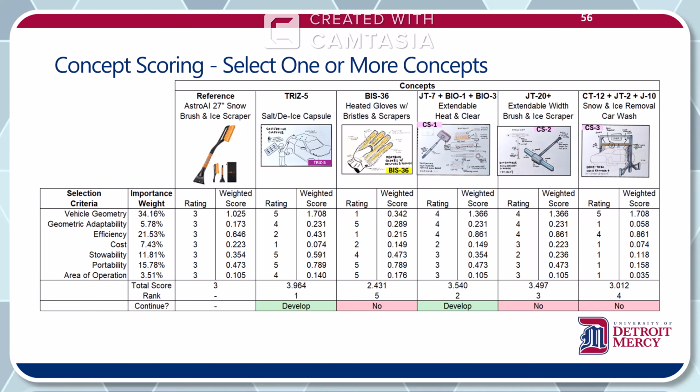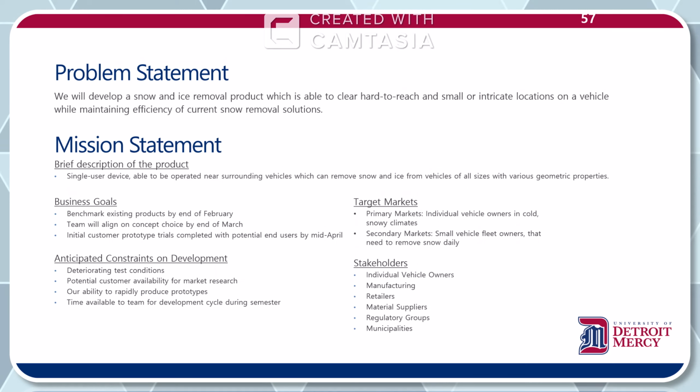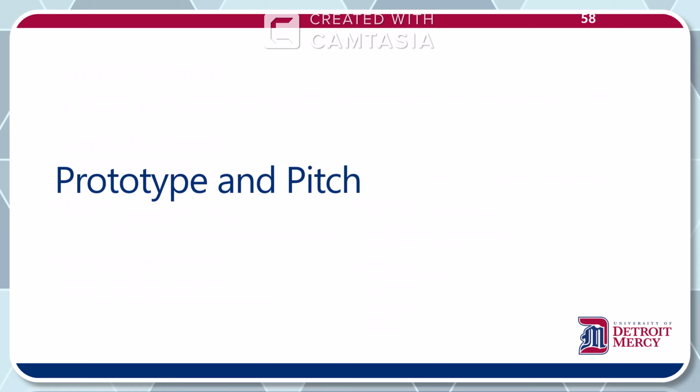The team determined that the top 2 scoring concepts were novel enough to proceed to prototyping without any further combinations or improvements: salt, de-icing capsules, and extendable heat and clear. It should be noted, following concept selection, a final revision was made to our problem statement, as the concept development phase helped focus our product further as our concepts began to converge on potential solutions.